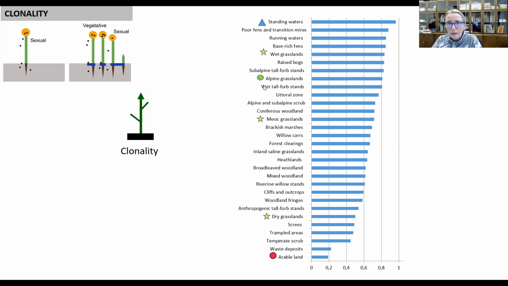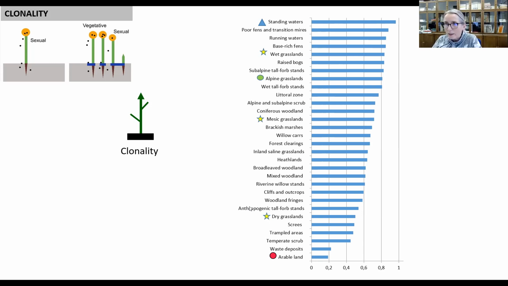I use these marks to show you differences between different clonal traits for these few communities, just to highlight them. You can see the highest number is in water, and the lowest number of clonal plants is in arable land. Alpine grasslands are here with a lot of clonal plants. It's a stressful environment, and we have grasslands: wet grassland, mesic grassland, and dry grassland. So this gradient goes from wet places to disturbed places.